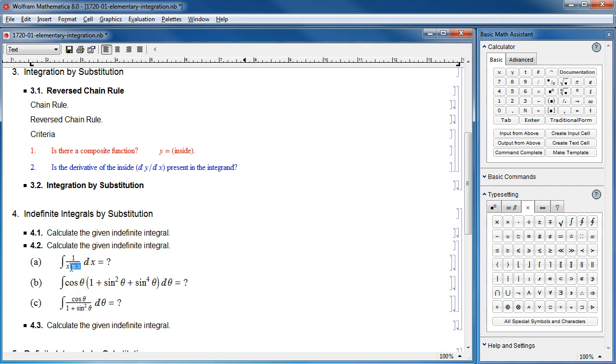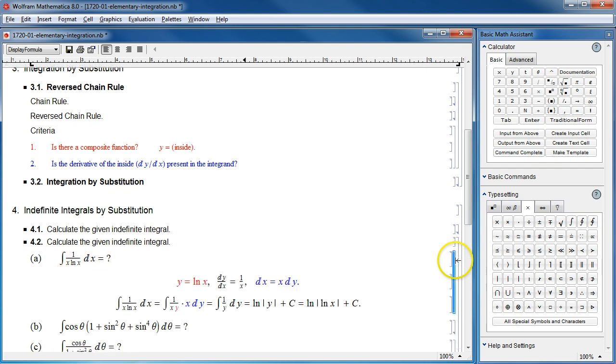Here, if I take my substitution as y equals log of x, let me show you, then the derivative of this log function is 1 over x. And that is visible right here, 1 over x. Do you see it in the integrand? You should. That corresponds to the second criterion here, and that's an indication that y equals log of x is the correct substitution. Okay, let's go ahead with this correct substitution then.